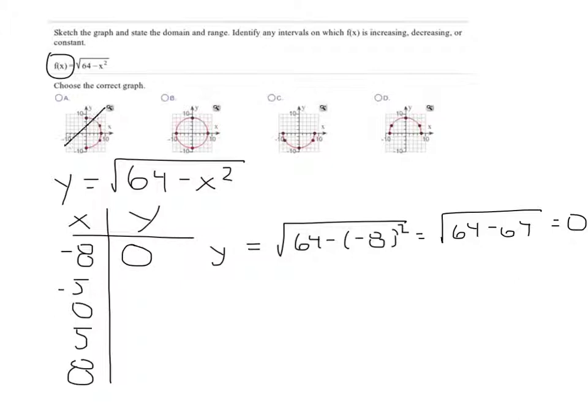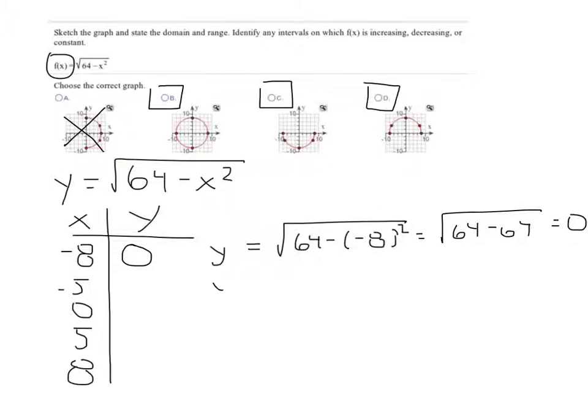Now this graph does not have -8, 0. This graph over here does have -8, 0, so it's potentially a correct graph. This graph also has the point -8, 0, and so does this one. So all of these are potential solutions now.